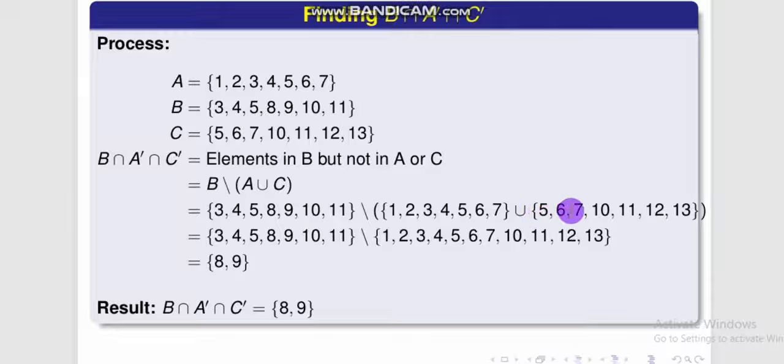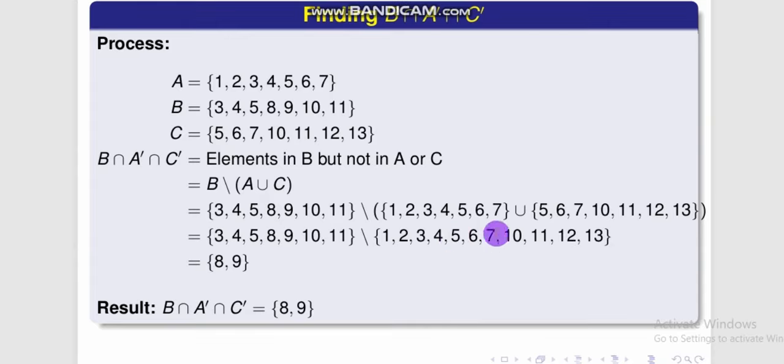Okay, you have the 5, 6, 7 here, you don't repeat them. Then you move on to 10, 11, 12, 13. Now you compare the two and select elements that are in B but not in this, right? And those elements will only be 8 and 9. Look at 3 here, 4 is here, 5 is also here, but 8, 9 are not here.